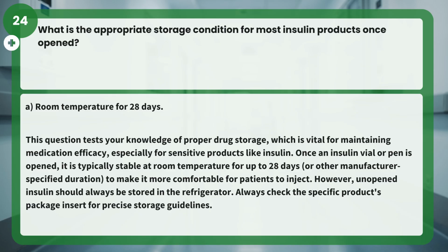This question tests your knowledge of proper drug storage, which is vital for maintaining medication efficacy, especially for sensitive products like insulin. Once an insulin vial or pen is opened, it is typically stable at room temperature for up to 28 days or other manufacturer-specified duration. However, unopened insulin should always be stored in the refrigerator. Always check the specific product's package insert for precise storage guidelines.